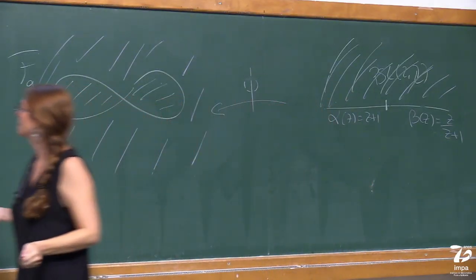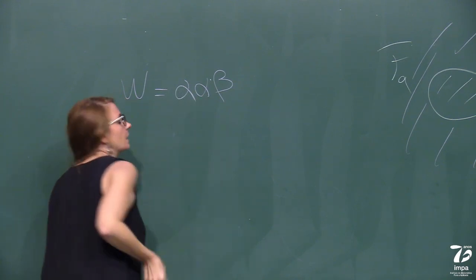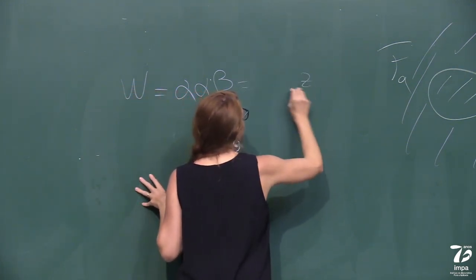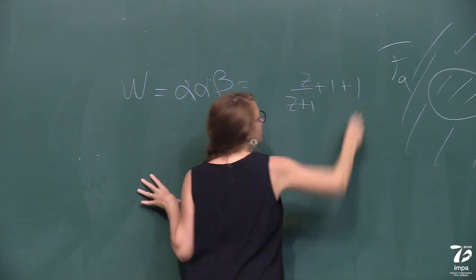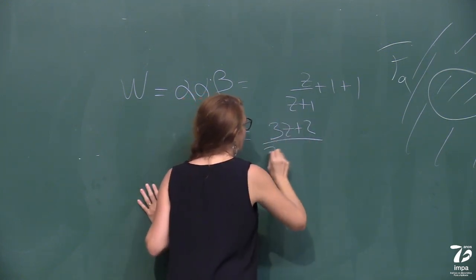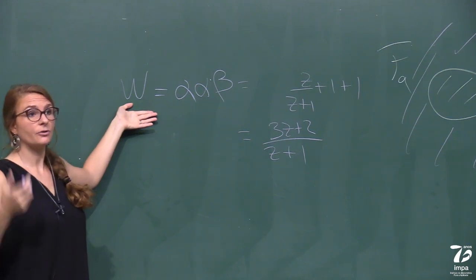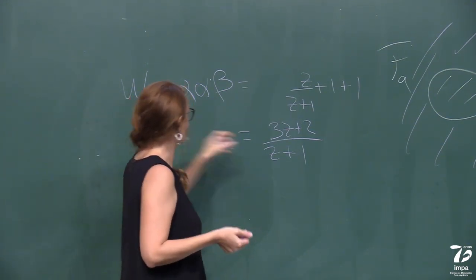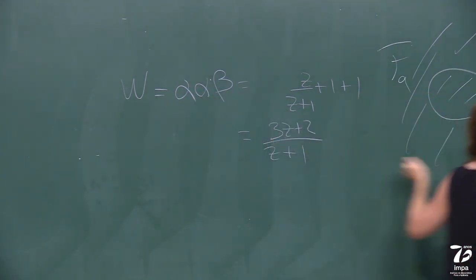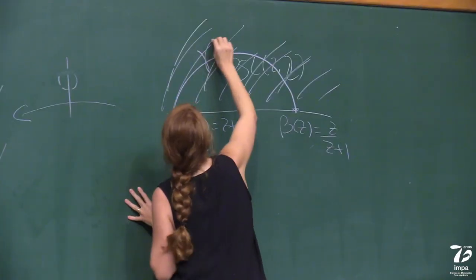If we consider a word in alpha and beta, let's say beta, alpha, alpha. This is a matrix. Alpha is zeta plus 1. Beta is zeta over zeta plus 1, composed with plus 1, plus 1, and this gives you 3 zeta plus 2 over zeta plus 1. To this word, we can associate a periodic geodesic of period 3. How do we do it? This map has two fixed points, one attracting and one repelling. And the geodesic is the geodesic joining these two points. And we call it gamma of W.